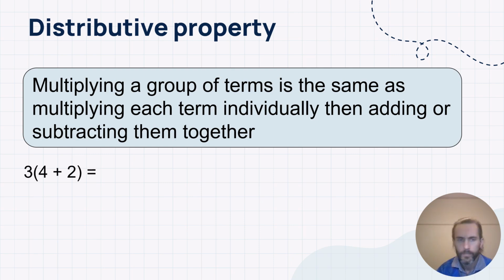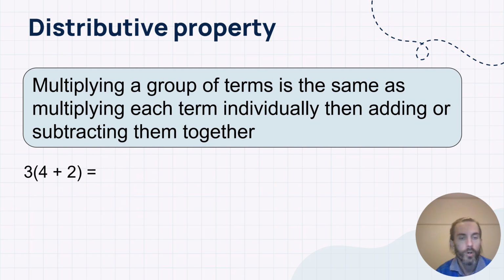Let's have a quick look. So say we've got this expression. Now, we could do our order of operations and do our brackets first. So 4 plus 2 is 6. 3 times 6, that's 18.